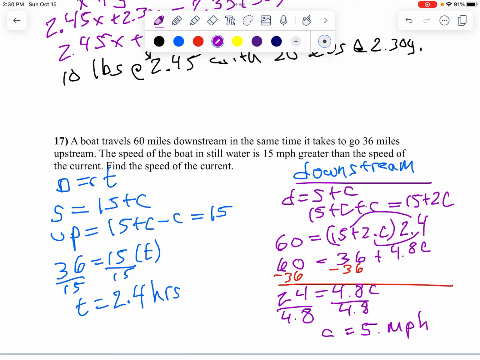Since it's an application problem, let's answer it in a sentence. The speed of the current is 5 miles per hour.